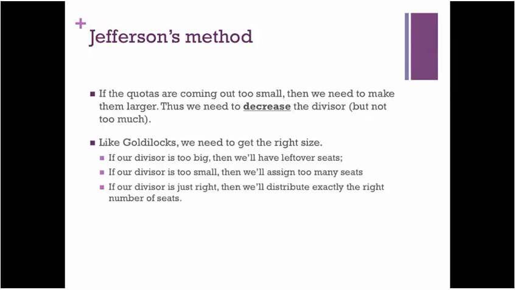If the quotas are coming out too small, which they will when you try the standard divisor, then we need to make them larger. So we need to decrease the divisor from the standard divisor, but we don't want to go too far. It's like Goldilocks. We need to get exactly the right size. If our divisor is too big, then we'll have leftover seats. But if our divisor is too small, then we'll have assigned too many seats. What we want is to get our divisor just right. We'll distribute exactly the right number of seats in that case.